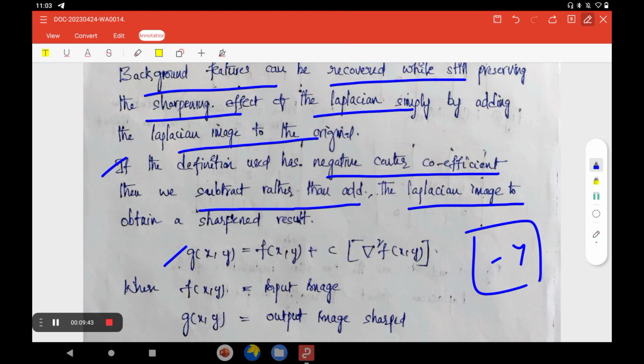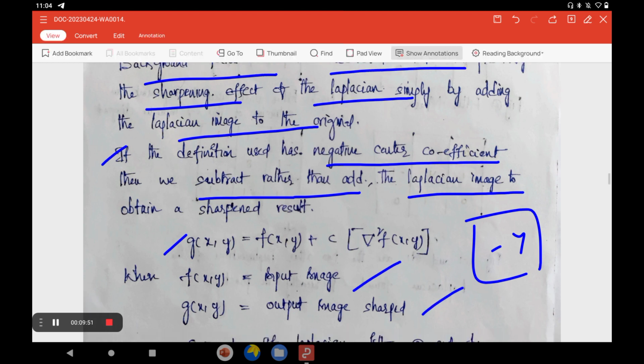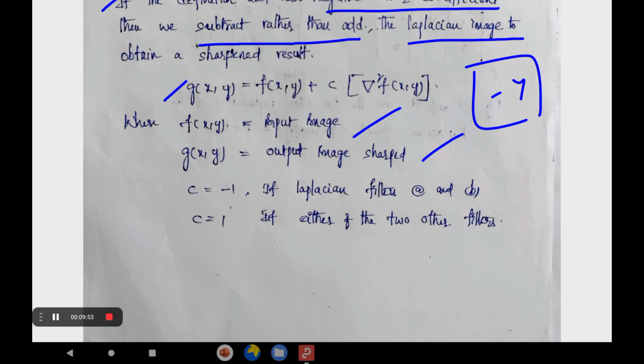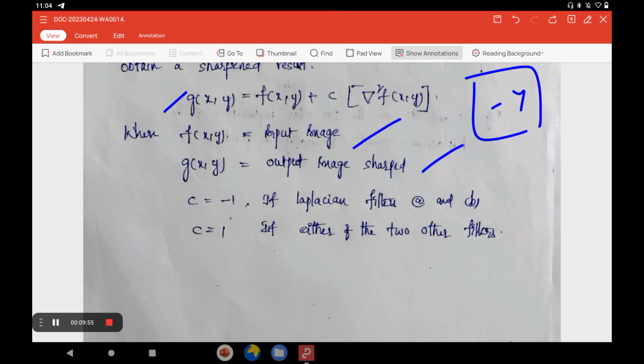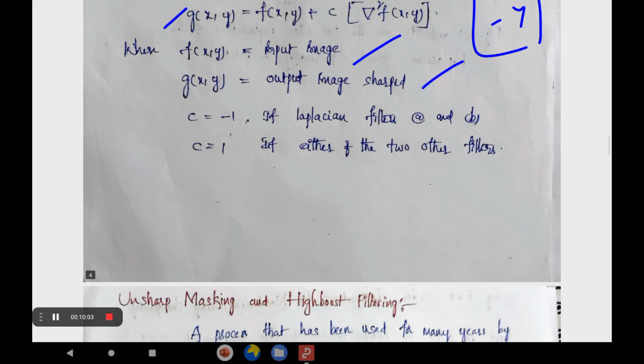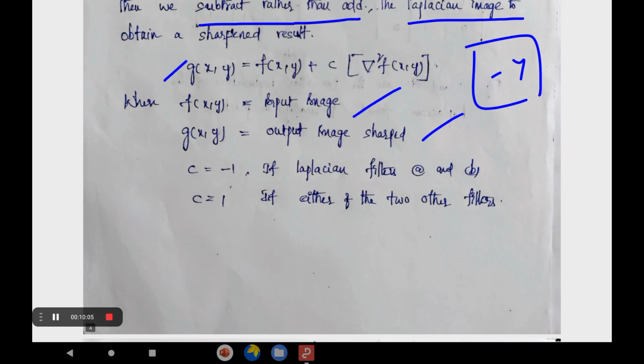g(x,y) = f(x,y) + c∇²f(x,y), where f(x,y) is the input image and g(x,y) is the output image. These are the known terms. The constant c is equal to -1 if the Laplacian filter definition has a negative center coefficient, and c is equal to 1 if it has a positive one. So that is nothing but the Laplacian filters.